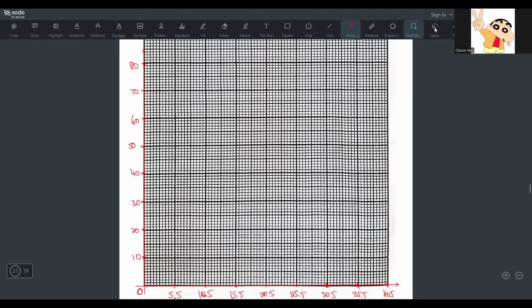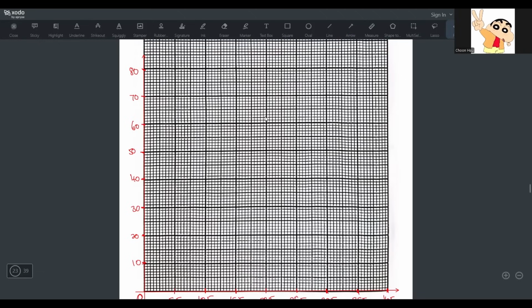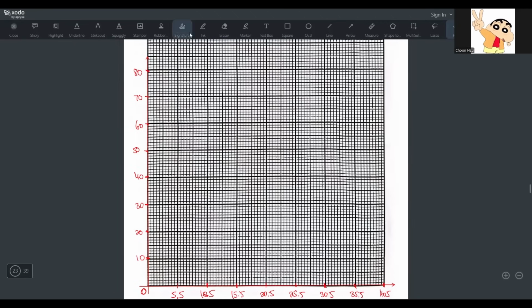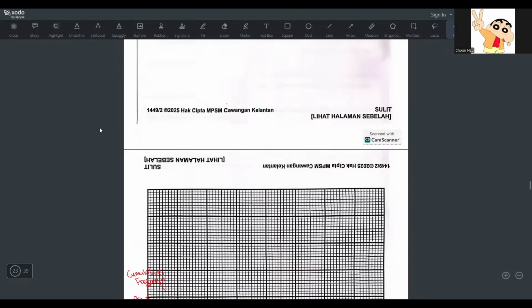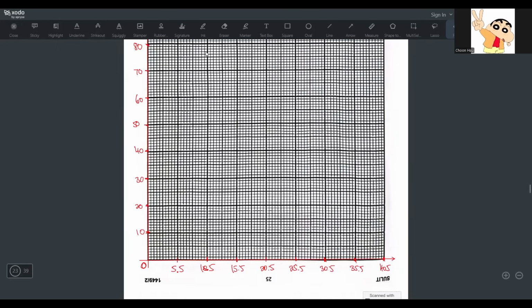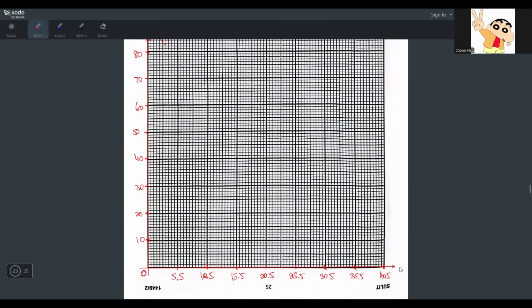Okay, now what we need to write for the y-axis. We use cumulative frequency, so at the y-axis here, we write cumulative frequency. And then for the x-axis, we use upper boundary, but we cannot write upper boundary. We have to write what the data represents. It represents push-up, or you can say number of push-up. So you have to write here number of push-up. And if you don't have enough space here, you can always write down here. All right, now we can start to plot already.